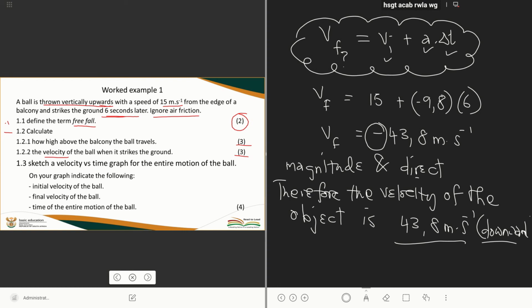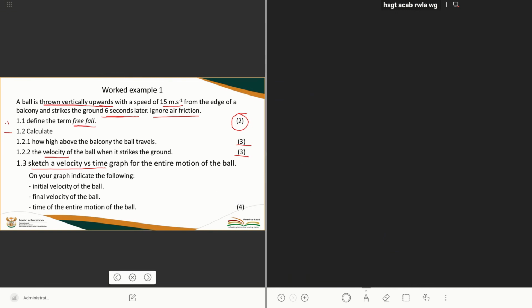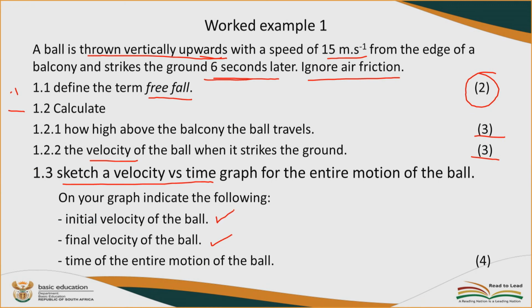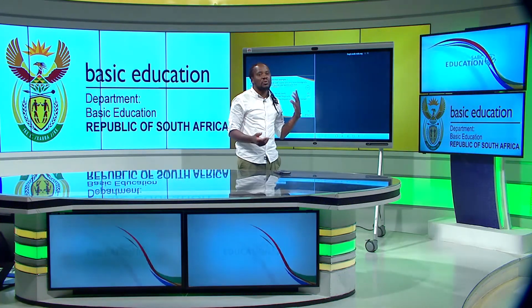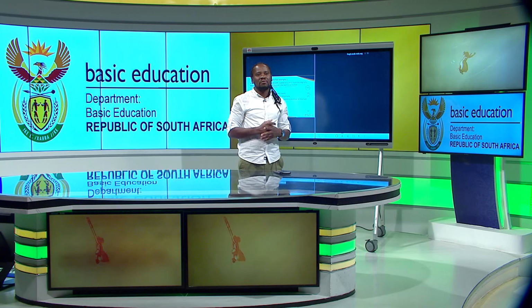Now we want to sketch a velocity versus time graph for the entire motion of the ball. So on the graph, we must indicate the initial velocity, okay? We must also indicate the final velocity. This one we have already calculated. We were given, and then we were also given the time for the entire motion, right? So as far as the graphs are concerned, take note of what is needed or to be included. But because of time constraints, definitely maybe in the follow-up sessions we'll have an opportunity to look more into detail.